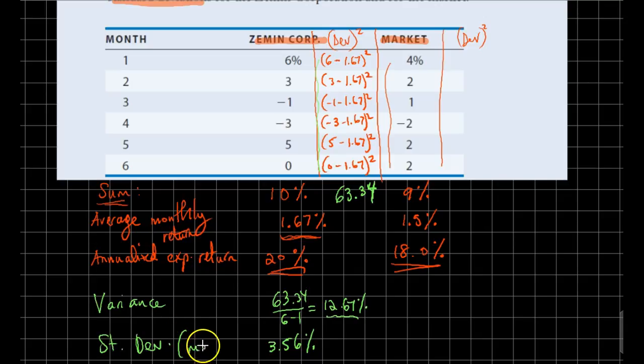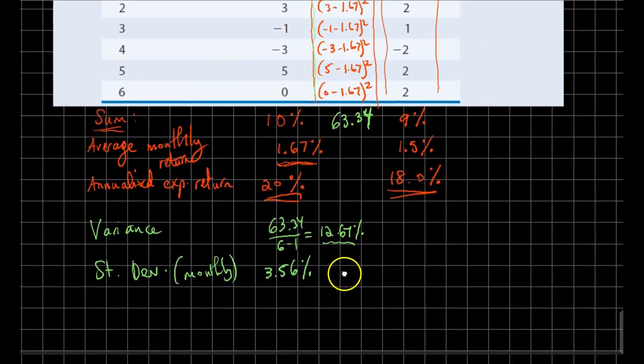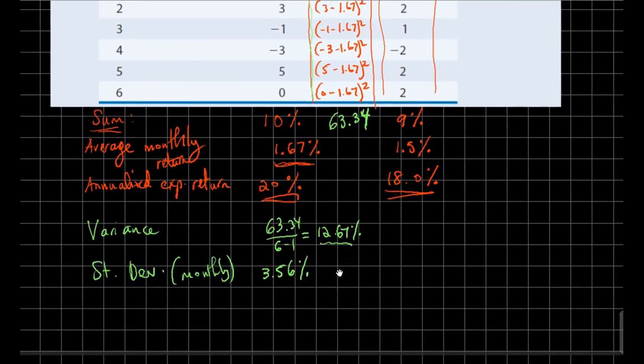So this standard deviation is monthly. To annualize it, I simply need to multiply this number by the square root of 12. So that would be the annualized standard deviation.